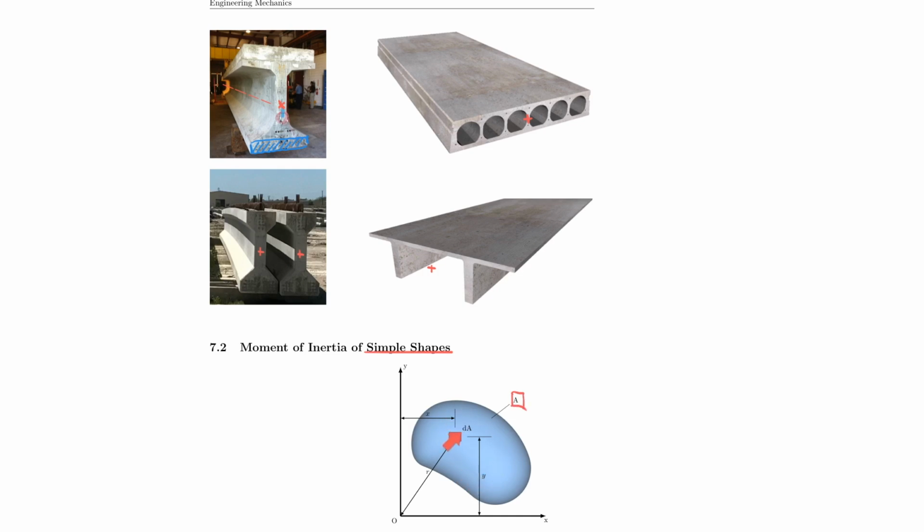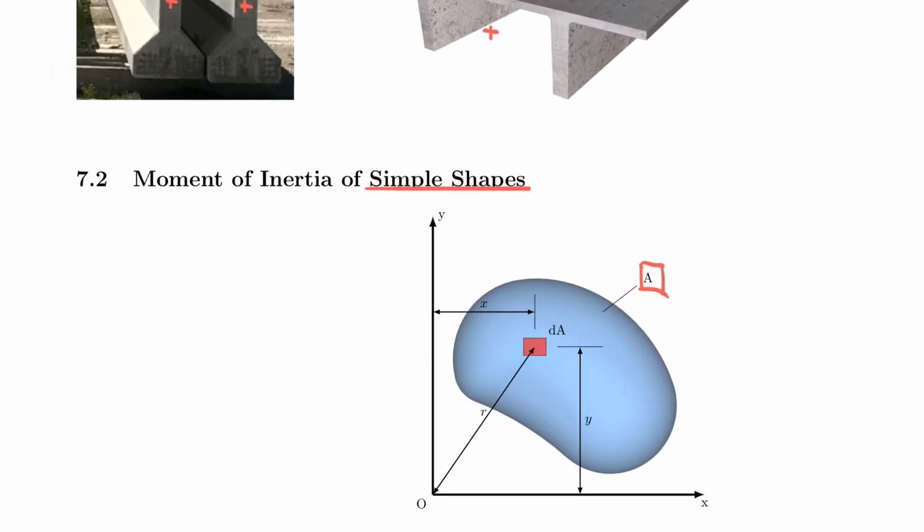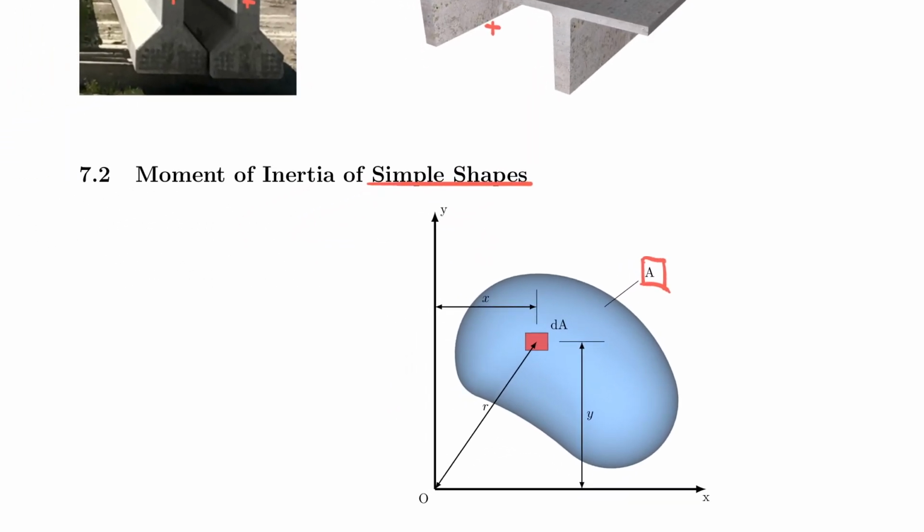And you see that this area has ultimately many of these dA, so tiny area elements, and each area element has a centroid location in the middle of this area element, and that has a distance to the origin of the coordinate system. So you see the distance here is given with y and with x, and if I now want to talk about the moment of inertia, let's now start deriving the formulas.